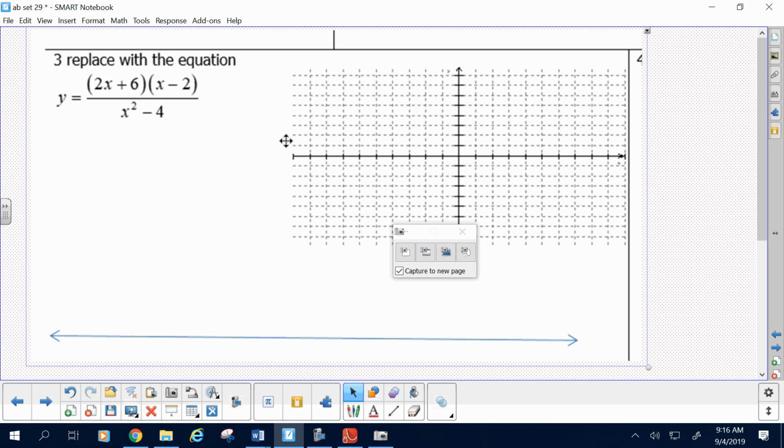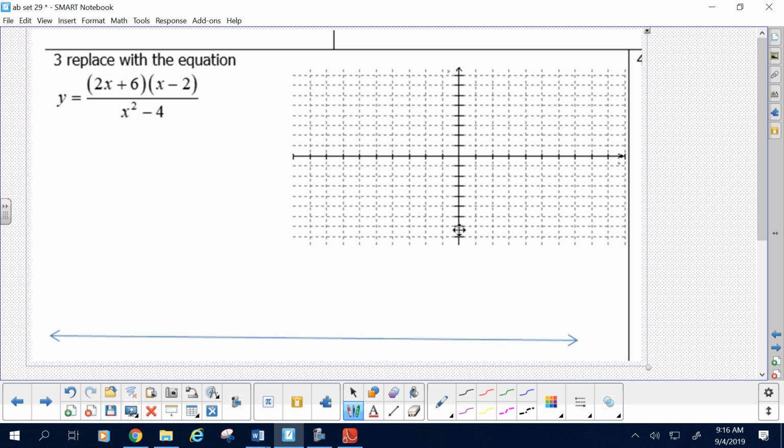Shall we talk about this guy here? Do you agree it has a hole at 2? Did you find the y of the hole? I think when x is 2, y goes to 5/2? 5/2. Okay. Do you have vertical asymptotes at just 2? No, yes. Just 2. And, oops, nope, sorry.